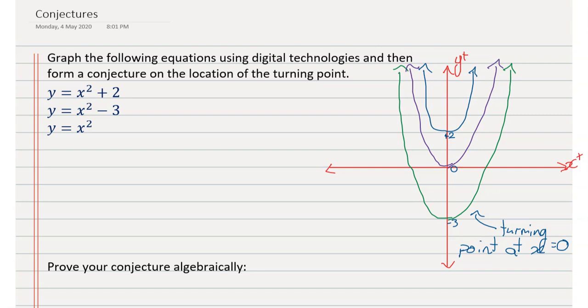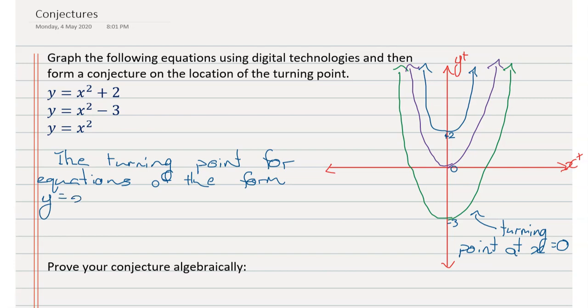So the conjecture for the location of the turning point, as you've probably figured out by now, we could say that the turning point for equations of the form y equals x squared plus a constant is located at the point (0, c), so it's always going to be 0 for x, and c, the constant. Alright, so this is our conjecture.